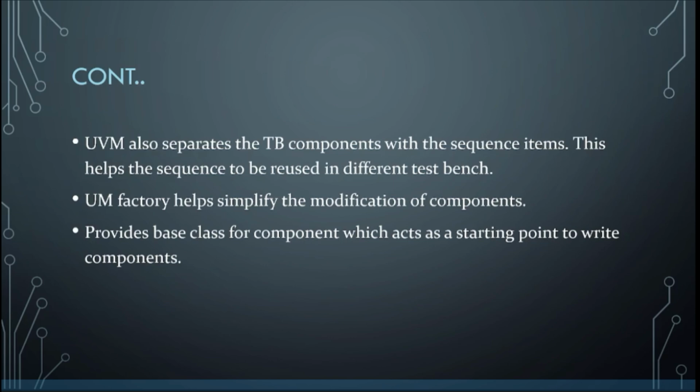So where are we actually using this reusability? Basically, we take a sequence item in which we put all the packets that need to be used among various components. Then we separate the sequence item from the TB components, so that we can use the sequence item in different test benches. Okay, clear? So this is the sequence item concept, which is also another advantage in UVM.